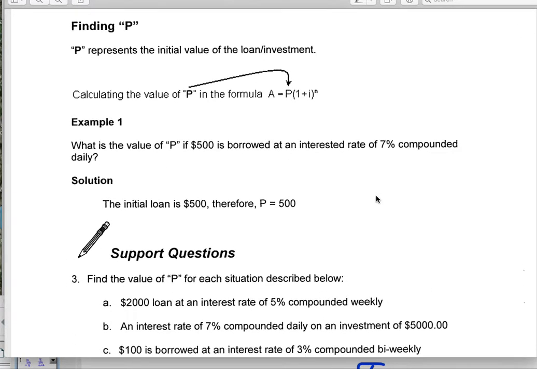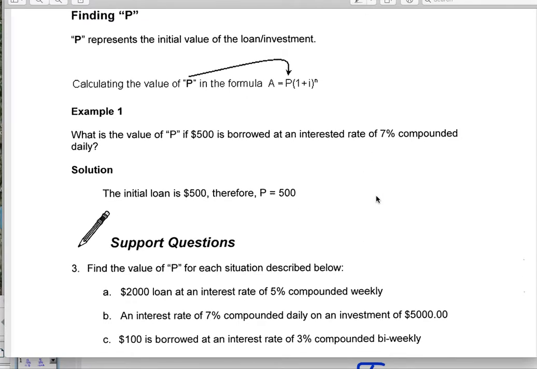So finding the p value. P represents the initial value of the loan or investment. So calculating the value of p in the formula, this p is the principal. This is normally given in the question. What is the p value if $500 is borrowed at an interest rate of 7% compounded daily? The p value is the initial investment, $500.